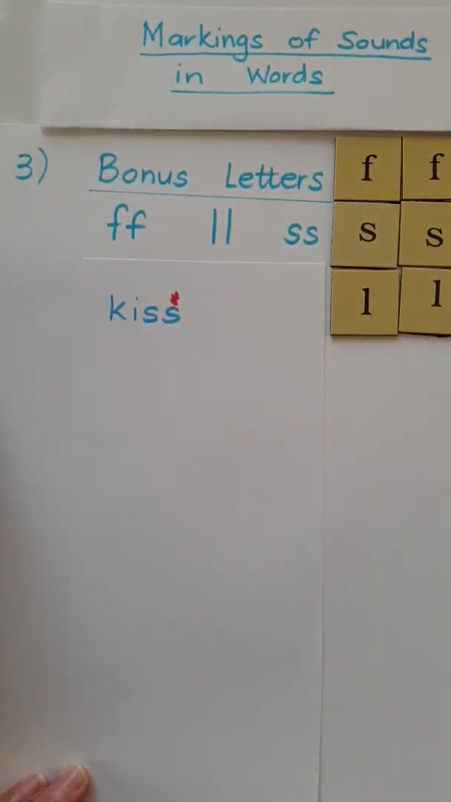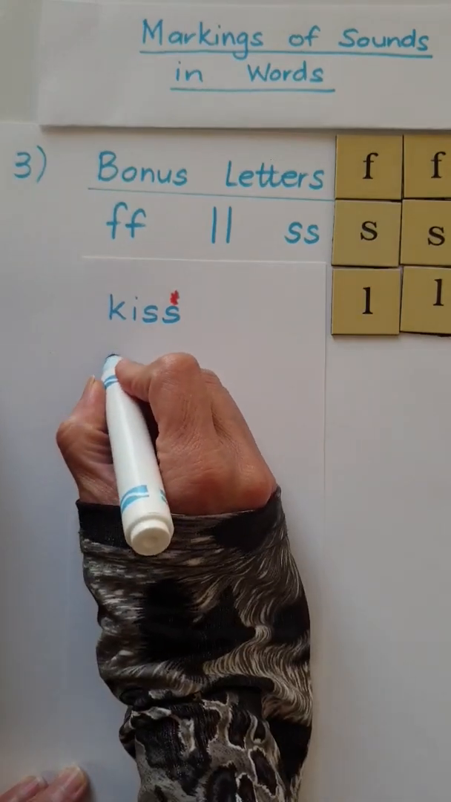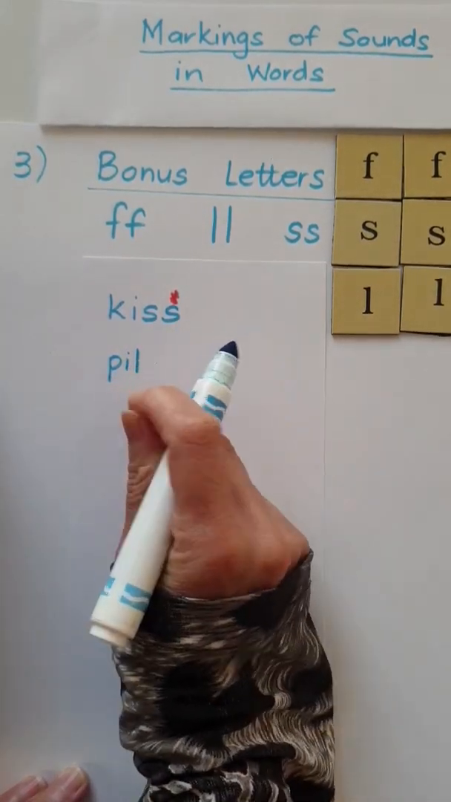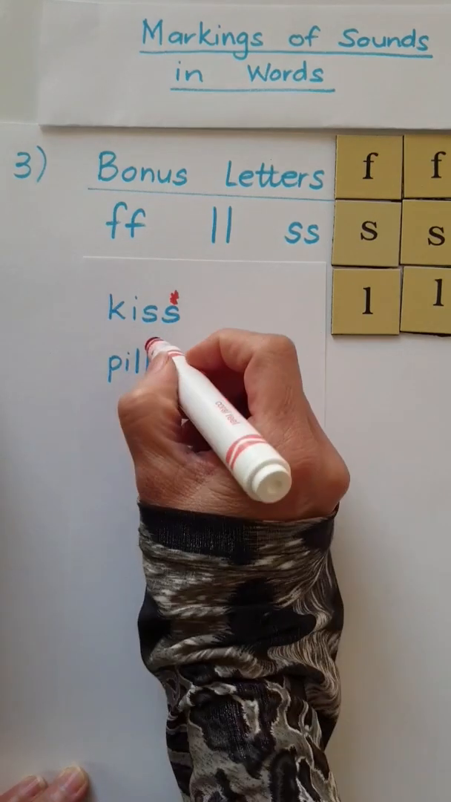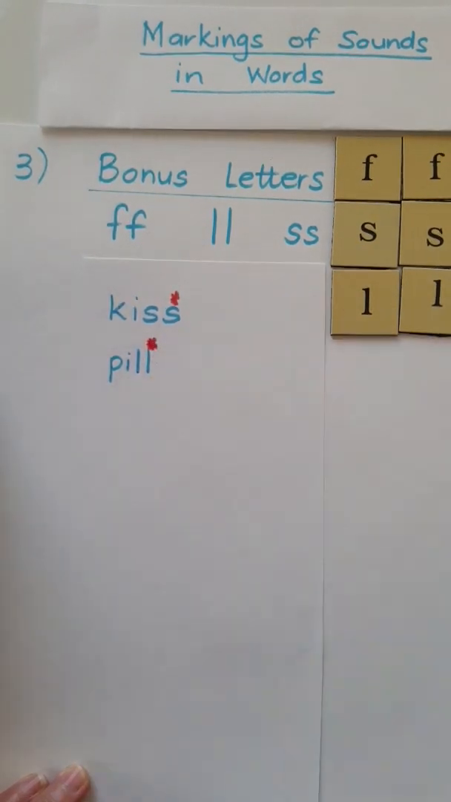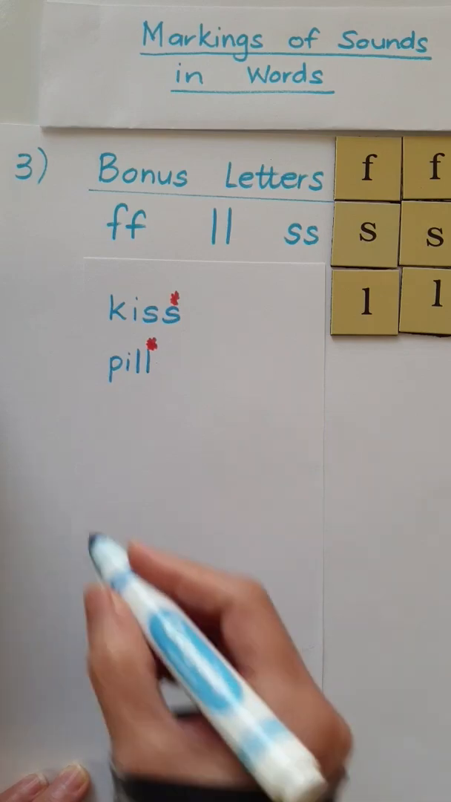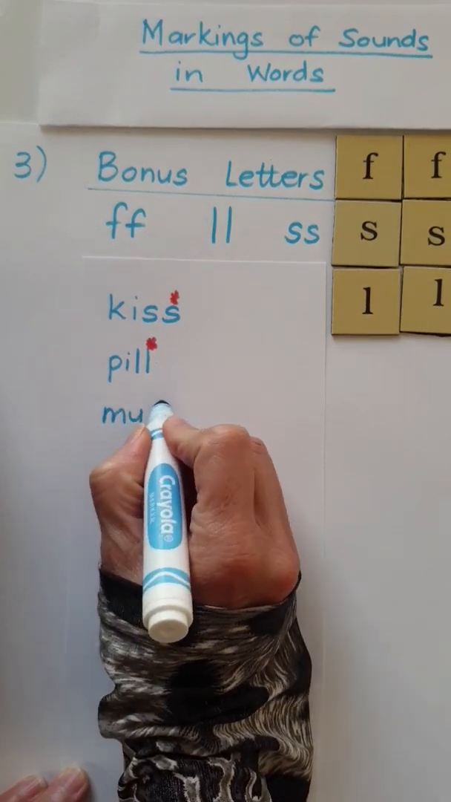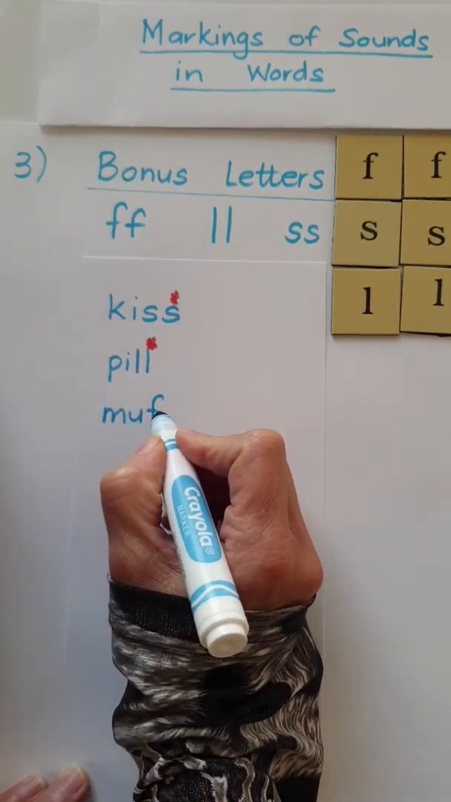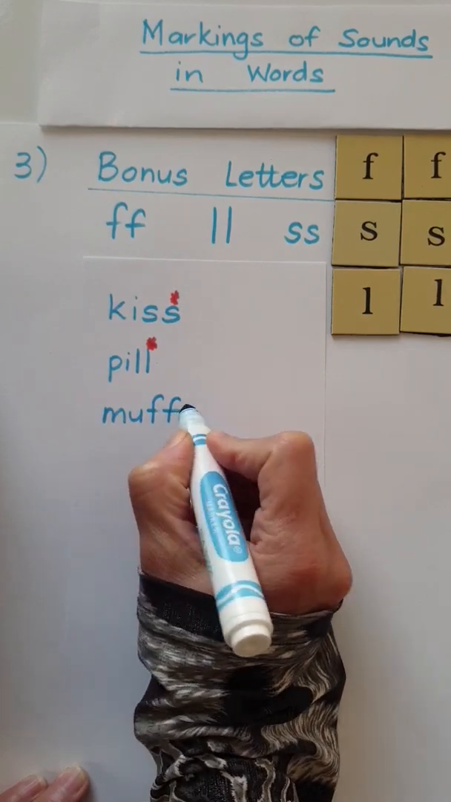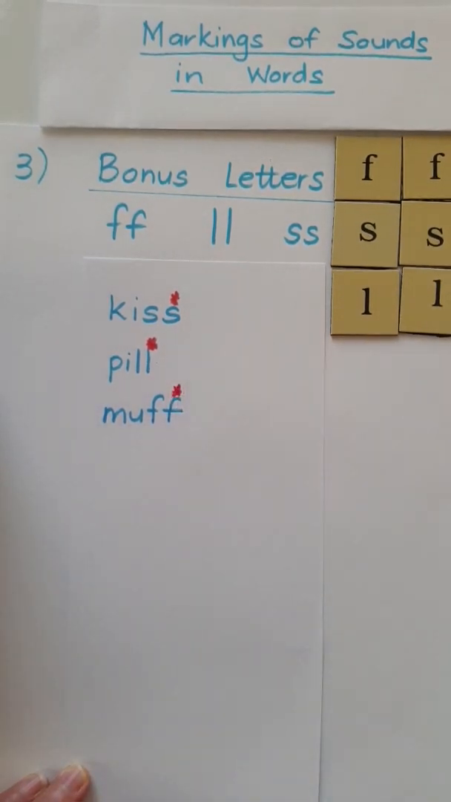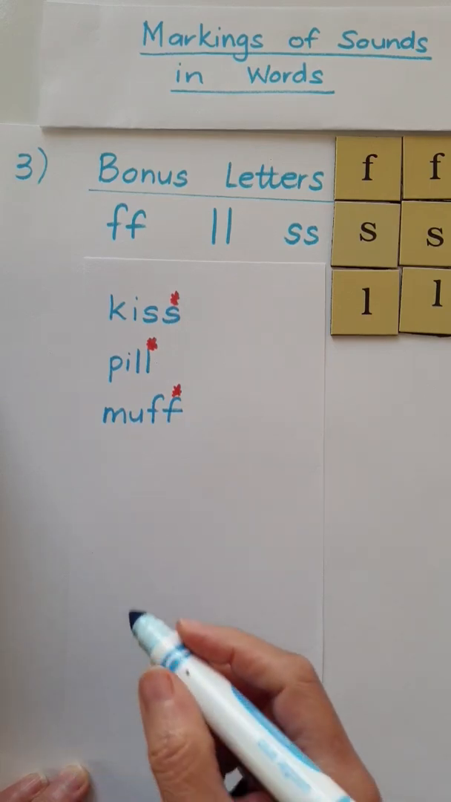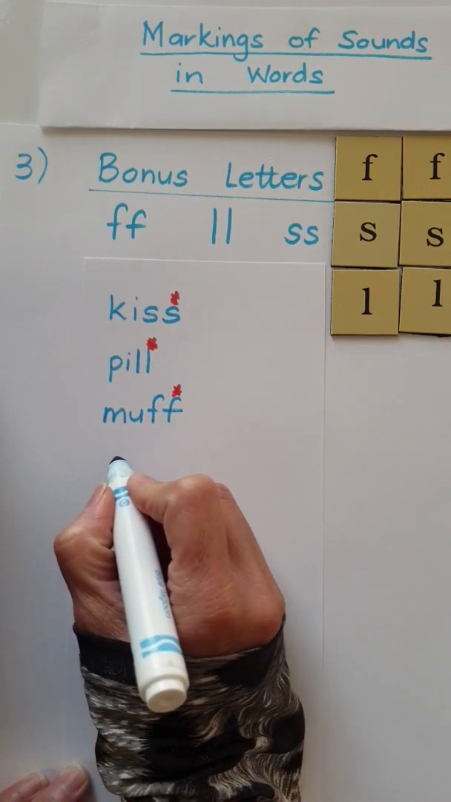The next example we are going to look at is the word pill. Again, the L gets lonely, so we give him a bonus letter. And we star the bonus letter. The next example, we're going to look at the word muff. And F, he gets very frightened, so we need to give him a second F. And then we star the bonus letter. Another example we can look at is mess.